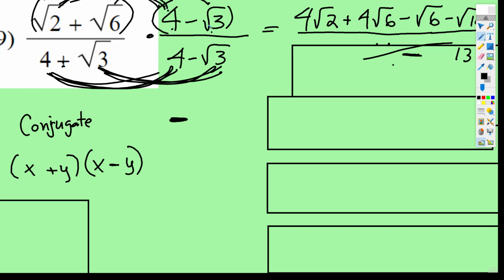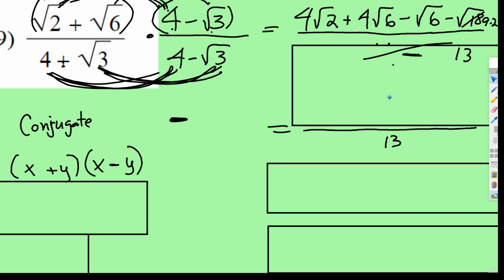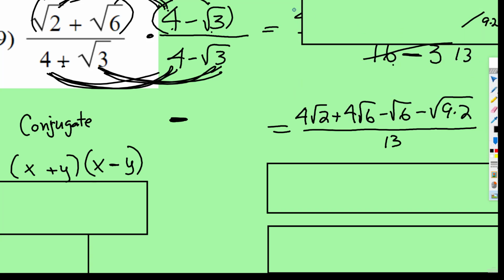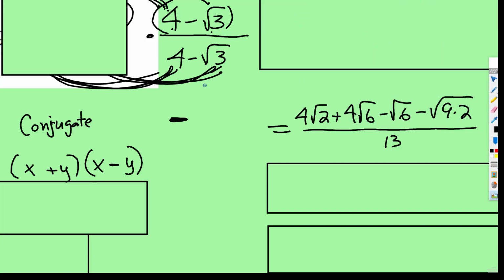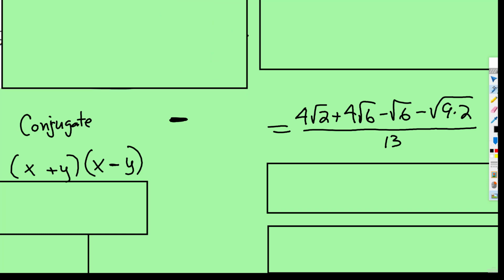And then negative root 3 times positive root 2 is negative root 6. And negative root 3 times negative root 6 is negative root 18. And then simplify root 18 to root 9 times root 2. And then the square root of 9. Let me cover up some of this stuff now. So when this was negative root 18, it simplifies to this. The square root of 9 is 3.